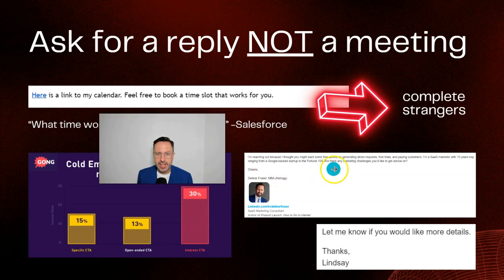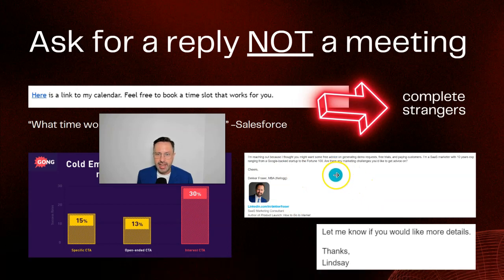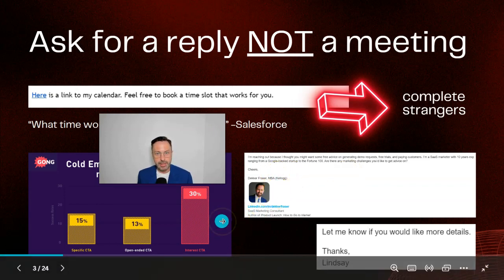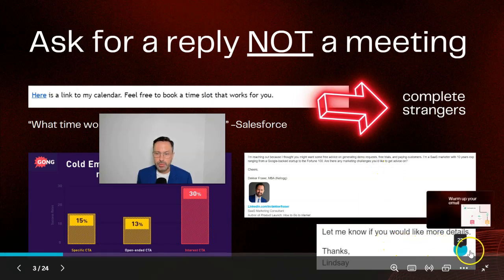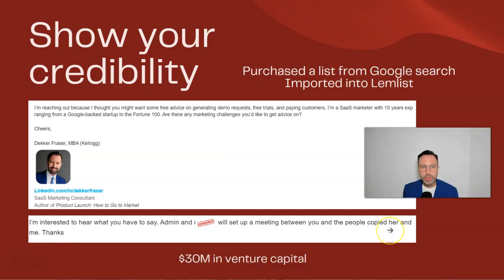An example of this is a very short cold email that I sent. You can see it right here. It's an automated one. And at the very end, I said, are there any marketing challenges you'd like to get advice on? Basically, I'm just asking for interest. I'm trying to get a reply, not a meeting. Here's another example where someone cold emailed me. Let me know if you would like more details. Very, very effective.